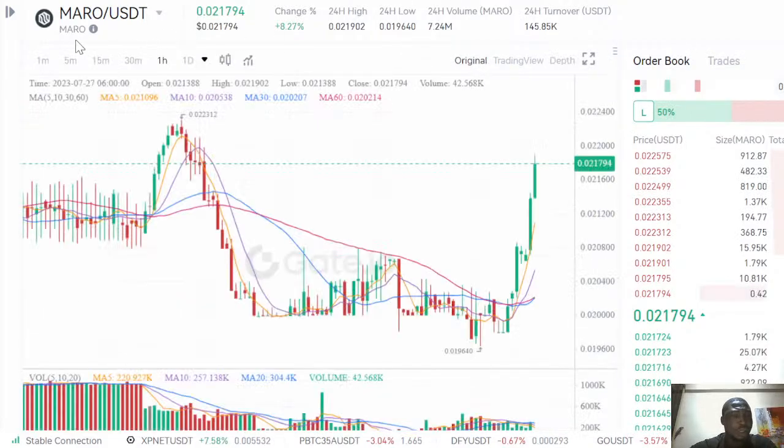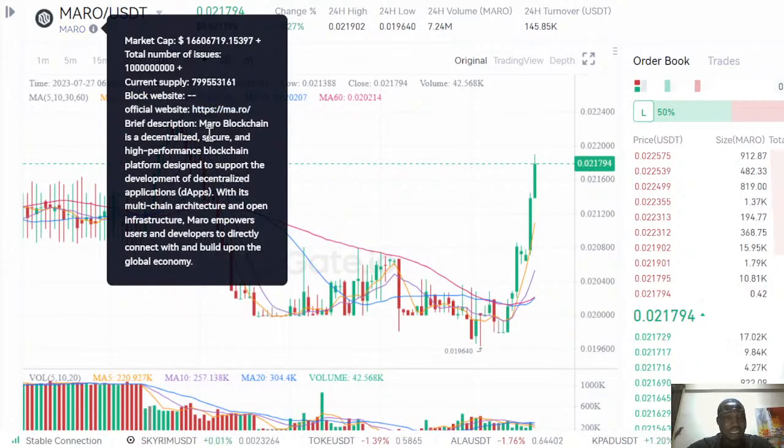So now, in talking more about this token, let's do more analysis about what the tokenomics of this project is. What is the tokenomics of this project?